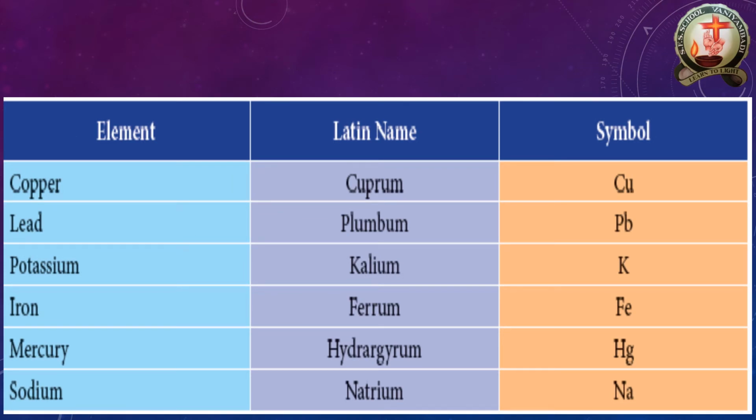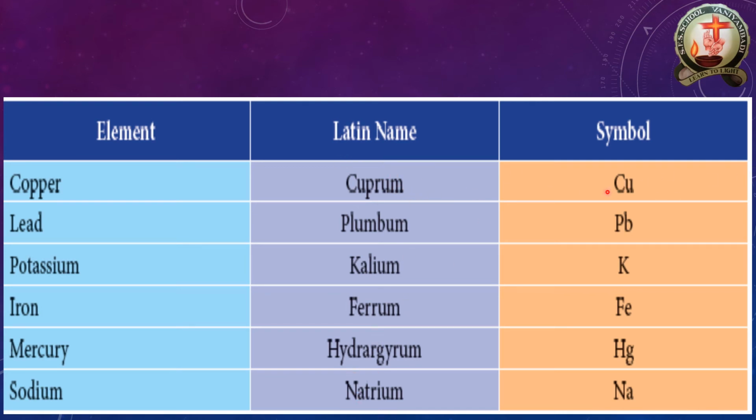Then the elements with Latin names. Symbols for some of the elements are derived from the Latin names. For example, the symbol of gold is Au, after the Latin name aurum. Copper, cuprum. Only these come under a Latin name.